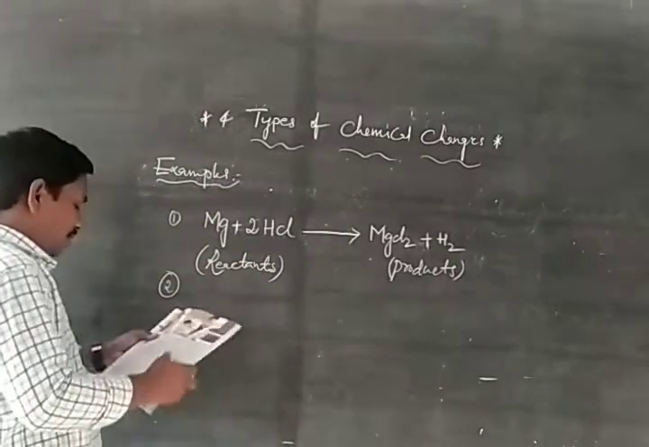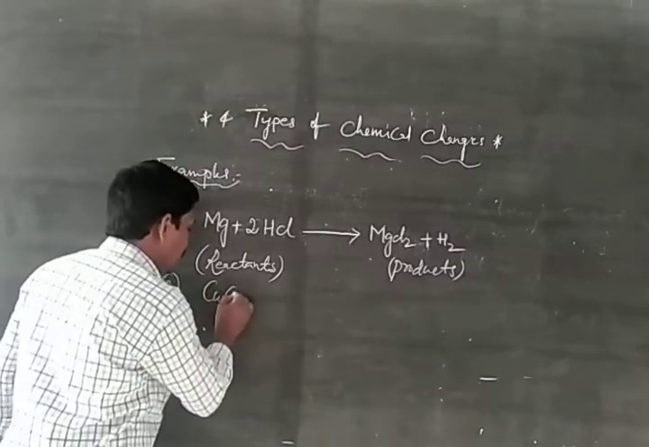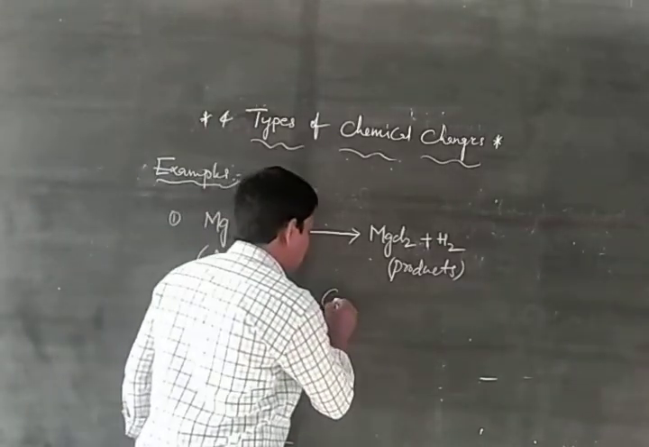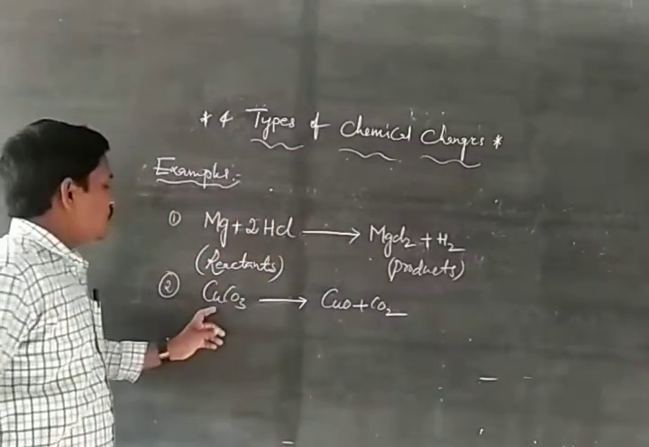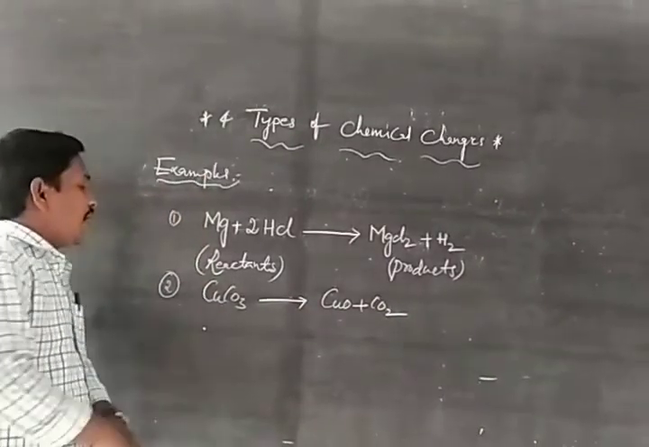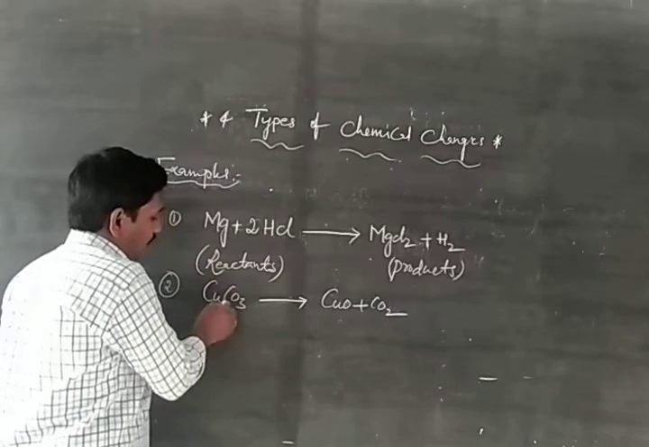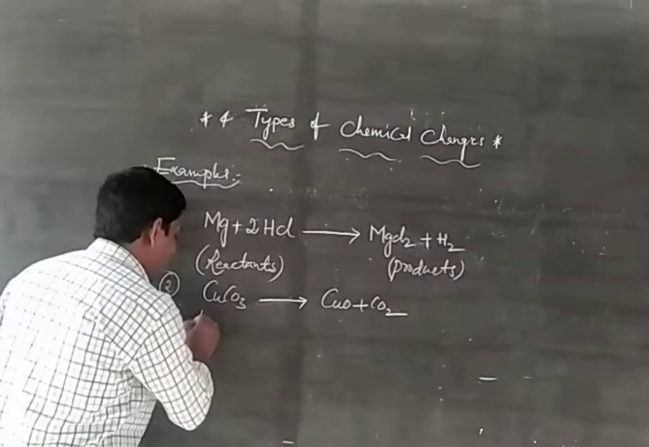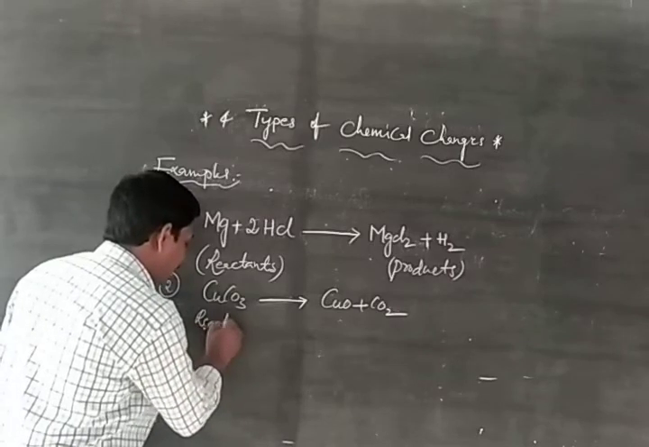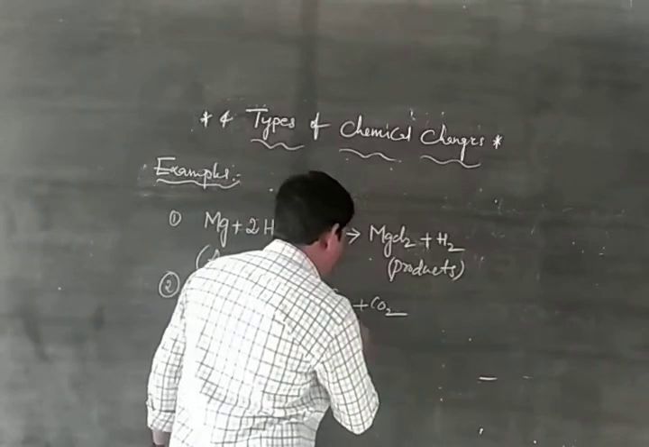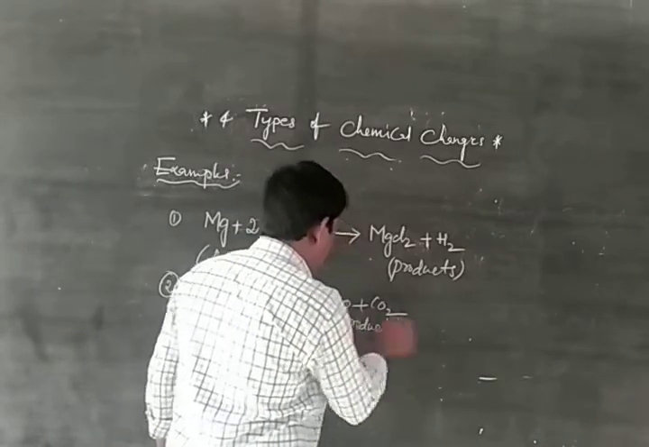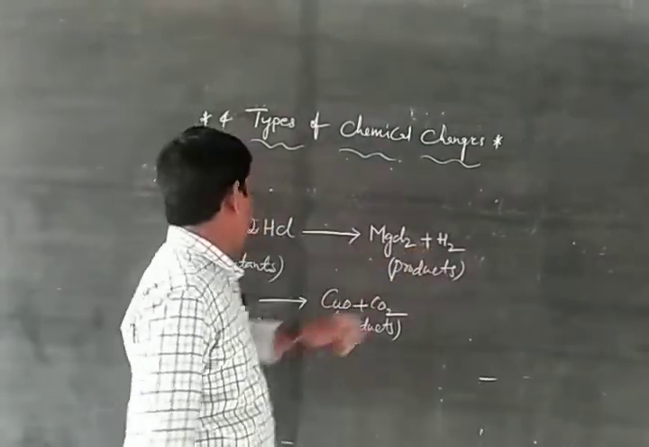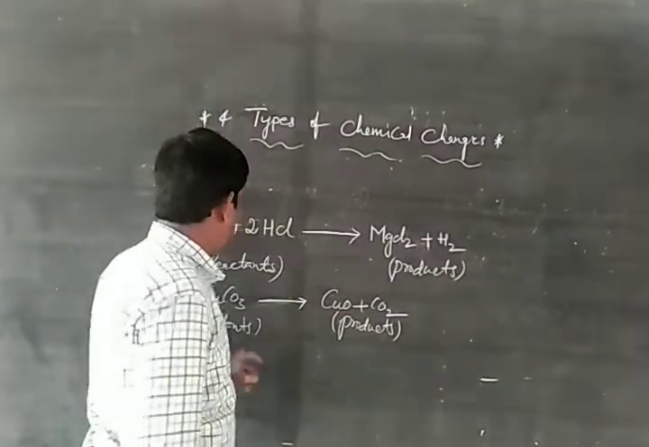Next example. CuCO3 gives rise to CuO plus CO2. Copper carbonate gives rise to copper oxide plus carbon dioxide. These are reactants, and these are products. I want to write some more examples.